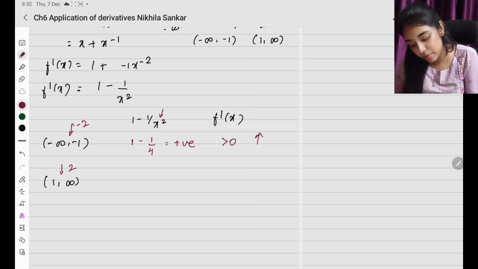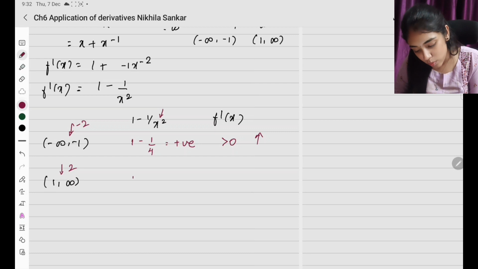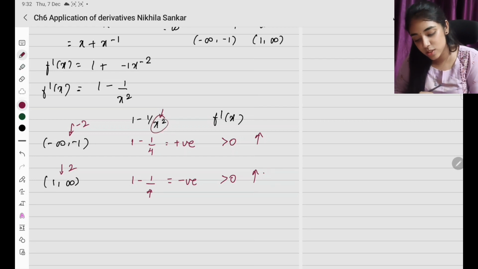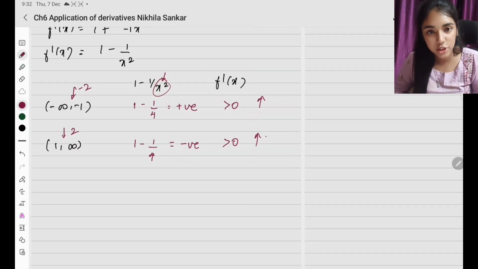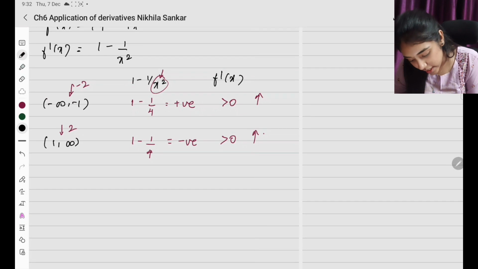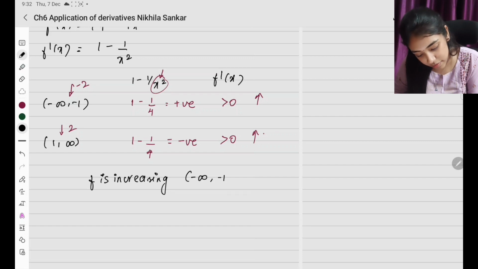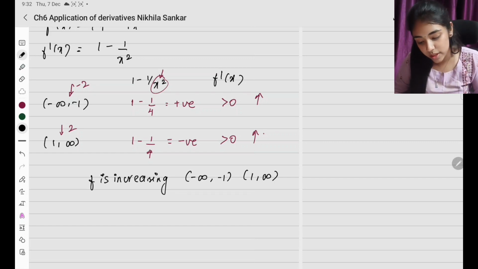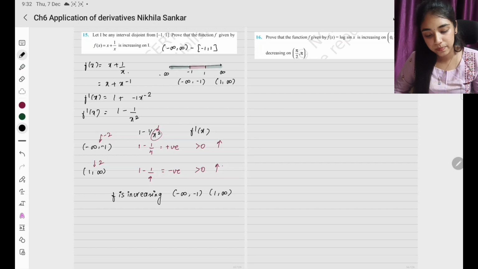Similarly, in this interval, now I substitute the value 2. I have 1 minus 1 divided by 4 again. This is also going to be positive, so it is greater than 0, increasing. Since this is x square, whatever value I put, it is going to be increasing. Correct? So I proved that f is increasing in the disjoint set. So our interval is: increasing in minus infinity to minus 1 and 1 to infinity. Okay, please copy.